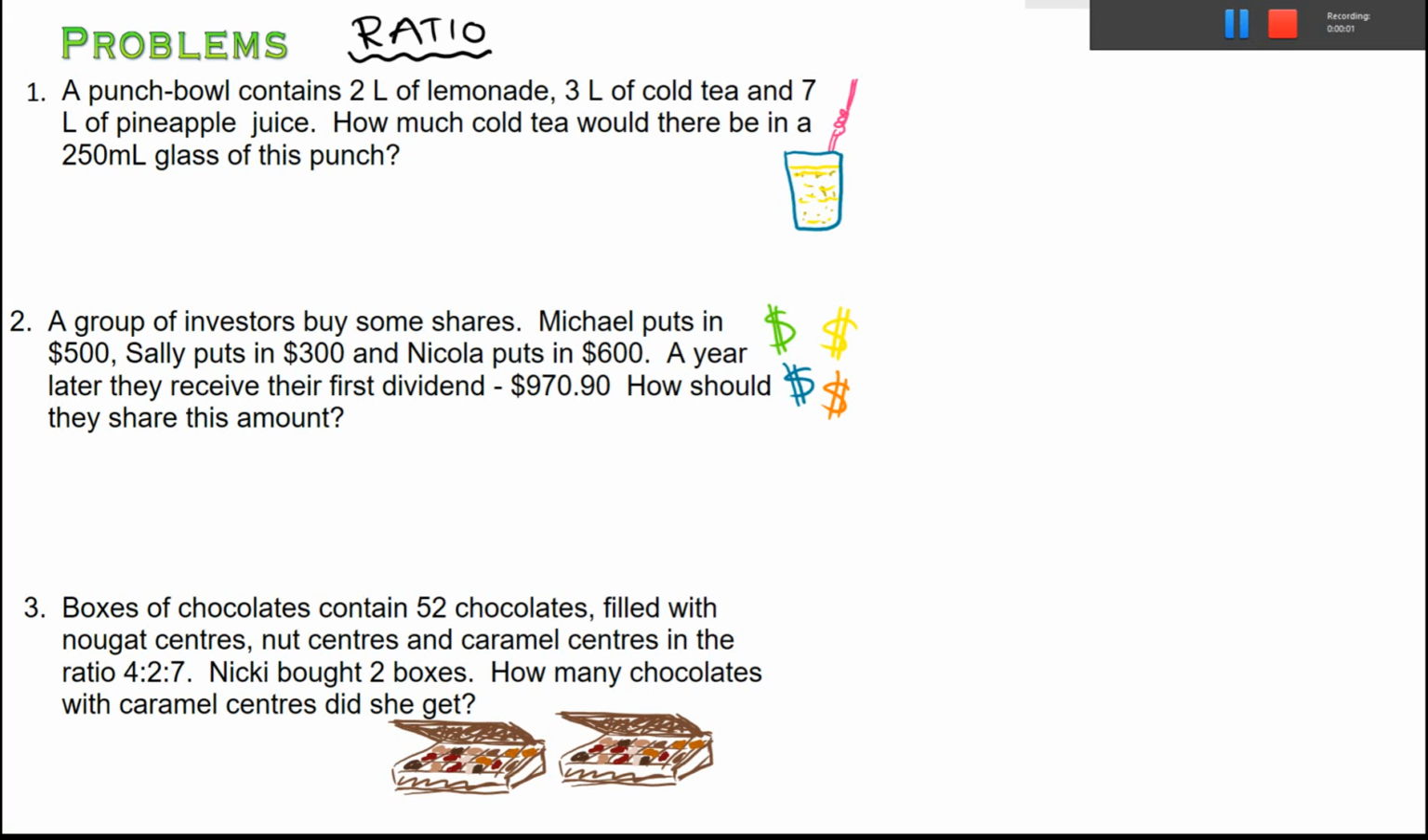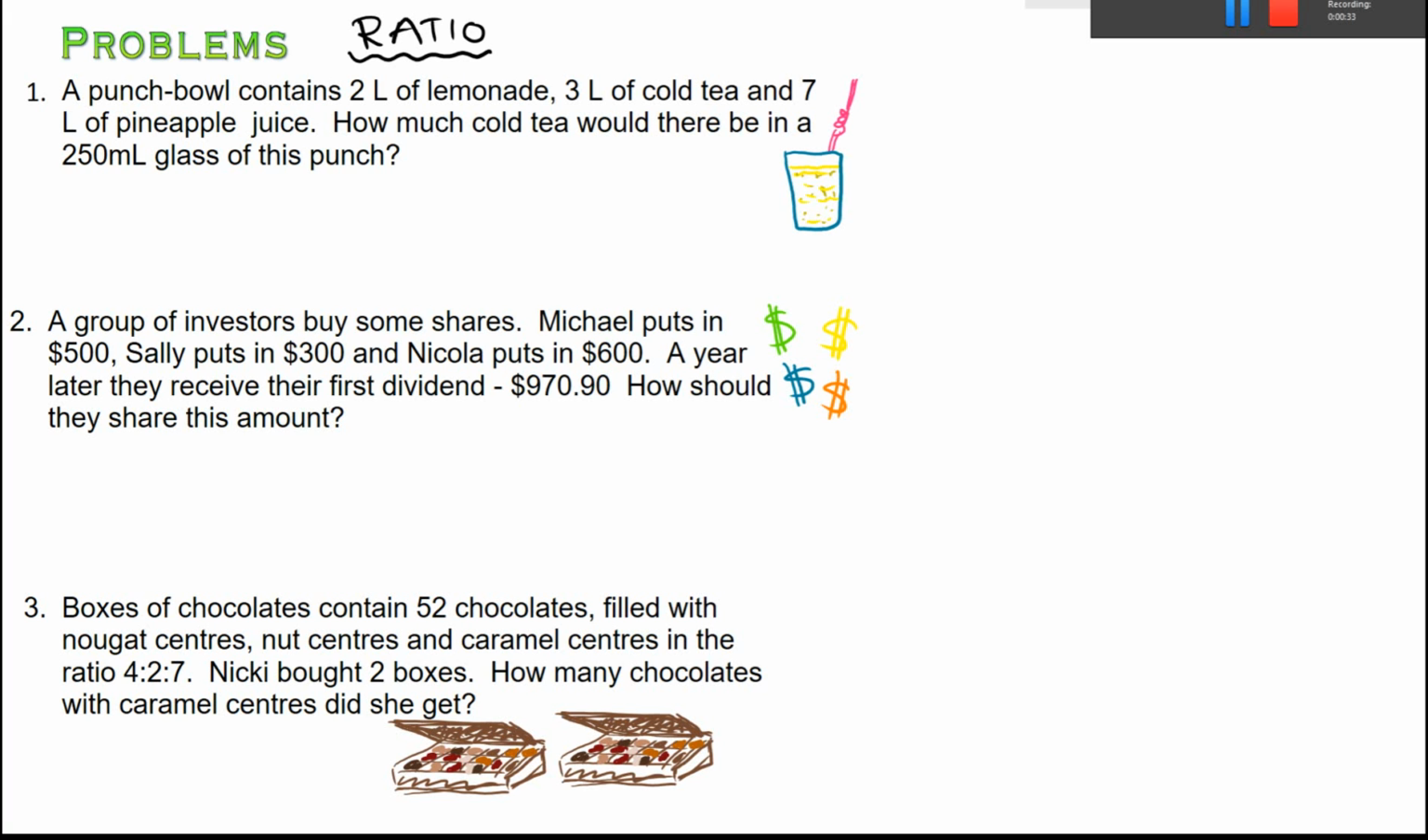Hi there. This video is going to look at ratio. What ratio does is it allows us to compare quantities of a particular variable. So if we look at this first example here, we've got a punch bowl. It contains 2 litres of lemonade, 3 litres of cold tea and 7 litres of pineapple juice. We need to work out how much cold tea would there be in a 250ml glass of this punch.